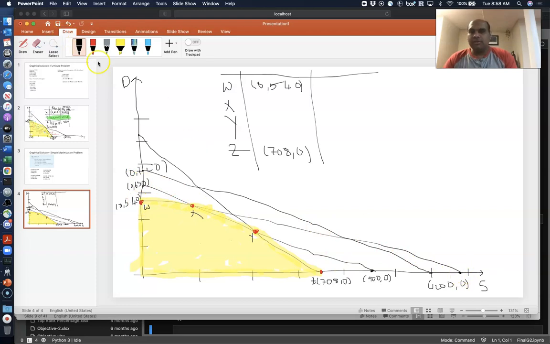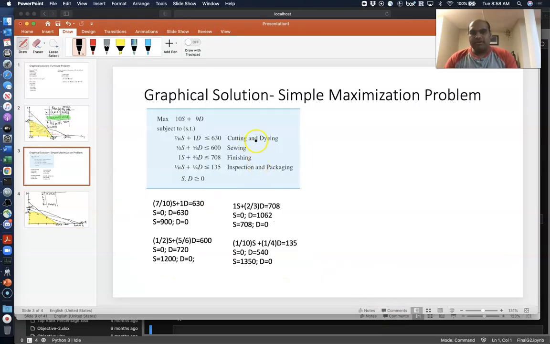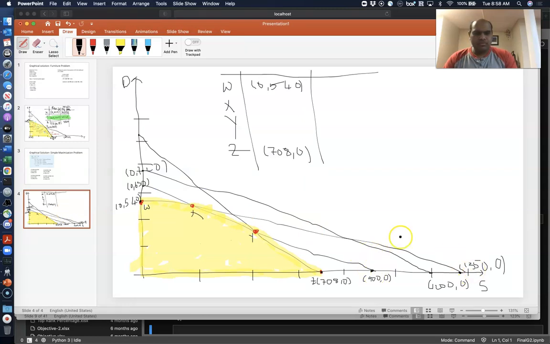This is 1350 right here. Let me get 1350. This is 1350, 0. Right. So X is the point of intersection of the very first line, which is 0, 630 and 708, 0. That's the first line. So that's the cutting and dyeing straight line, and the last line is the inspection and packaging straight line, right? Those are the 2 points of intersection here.